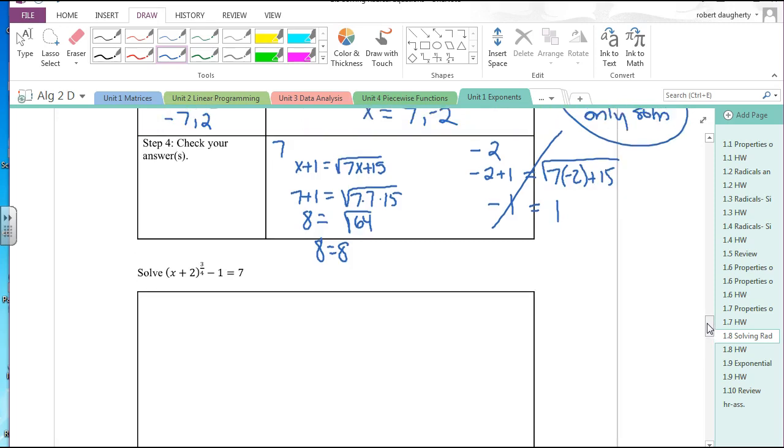Right here? 7 times negative 2 is negative 14. Negative 14 plus 15 is 1. The square root of 1 is 1.